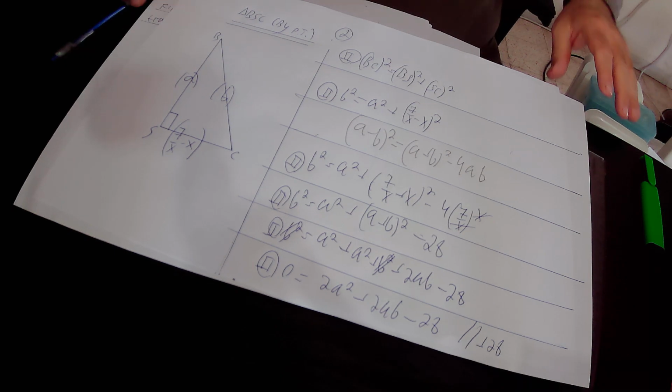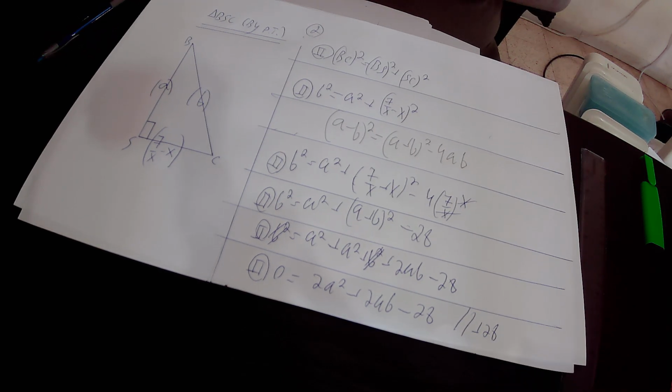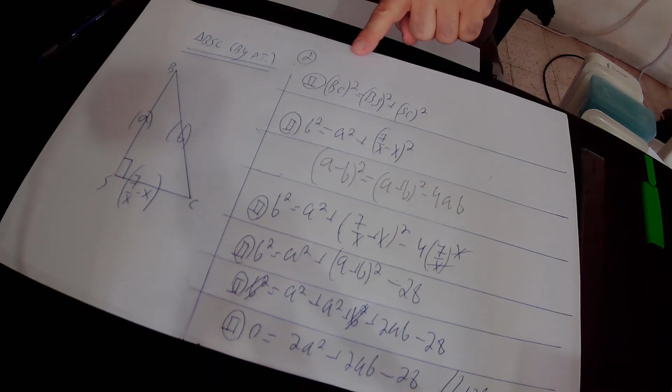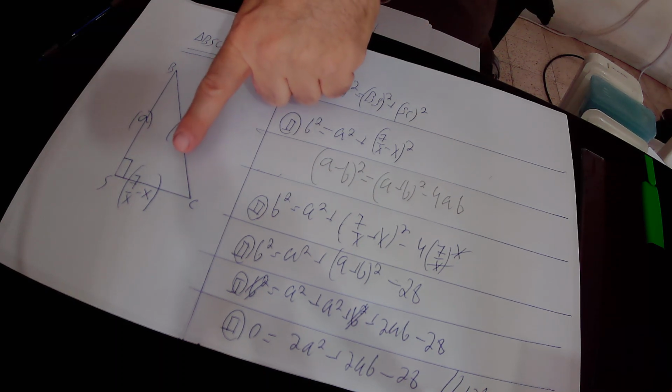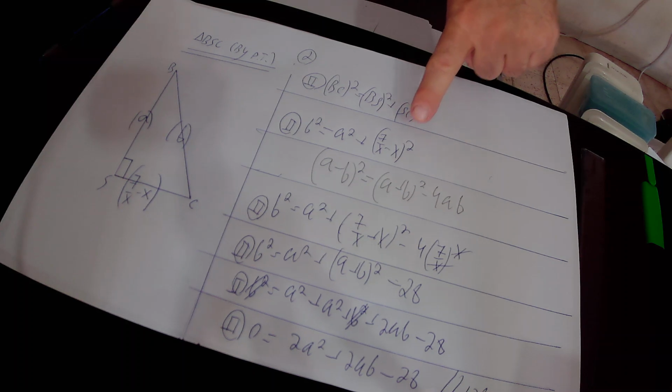According to the Pythagoras theorem, in any right triangle, the square of the hypotenuse equals the sum of the squares of the perpendicular sides. The hypotenuse in triangle BSC is BC, therefore BC square must be equal to BS square plus SC square. This is equation 2. BC is B, therefore BC square is B square, and it equals BS square. BS is A, therefore BS square is A square, plus SC square. SC is 7 over X minus X, therefore SC square is 7 over X minus X, all squared.